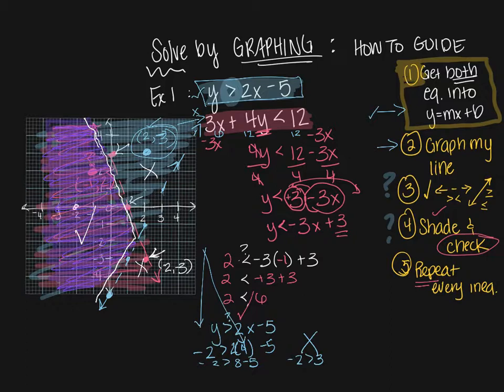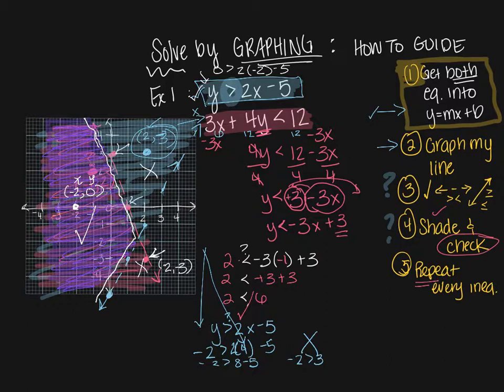Let's say -2 and 0, and let's check this in both equations. Here, -2 is my x, 0 is my y. Let's just plug it into my first one right here. Is it true that -4 minus 5, -9 is less than 0? Yes, it is. It works.